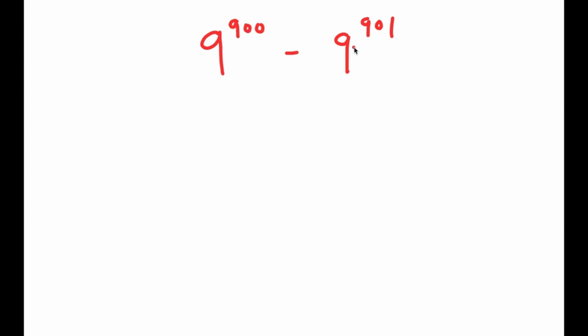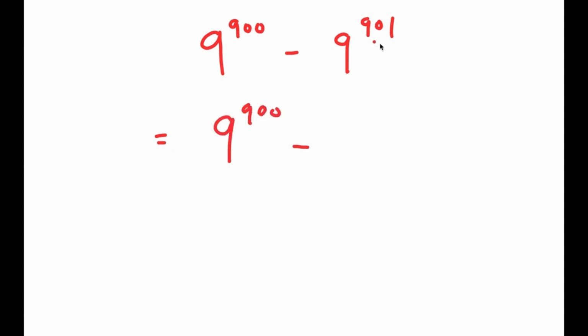So the easiest way to solve this is to simplify this as much as we can. And a way to do that is to factor out a term. Well, 9 to the power of 900 is actually a factor of 9 to the power of 901. So all we have to do is rewrite 9 to the power of 901 as something times 9 to the power of 900. Well, we can use properties of exponents to do this.